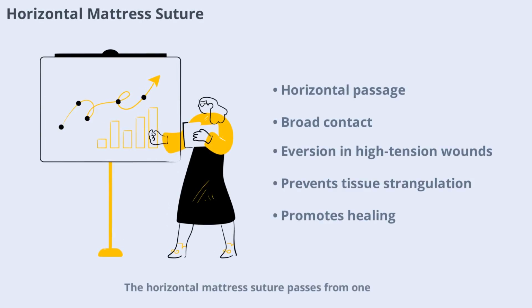The horizontal mattress suture passes from one wound edge to the other and back horizontally. This technique is ideal for broad contact and eversion in wounds with high tension, such as extraction sockets. By distributing tension across a wider area, it helps prevent tissue strangulation and promotes healing. The horizontal mattress is particularly useful when a strong, stable closure is needed.